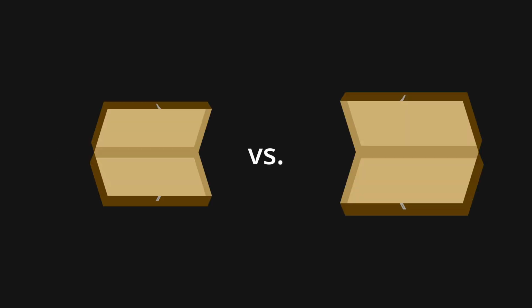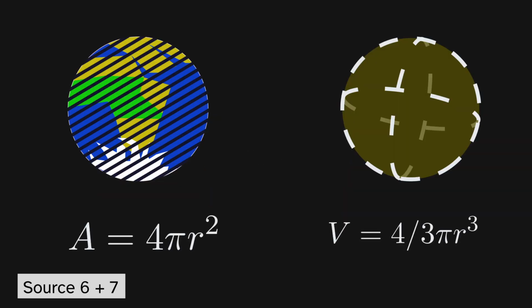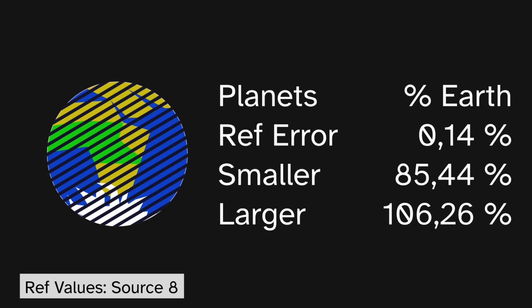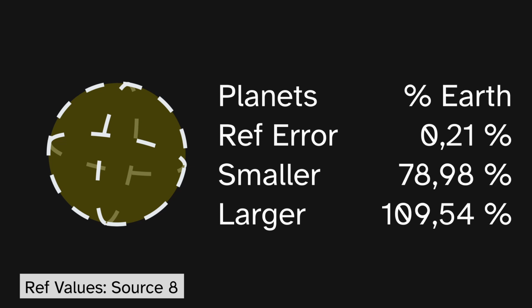In either case, we can already get some basic estimates of some things like the planet's surface area and volume. That being a surface area approximately 85% of Earth's for the smaller planet and 106% for my bigger planet. The volumes are also roughly 79% and 110% of Earth's respectively.